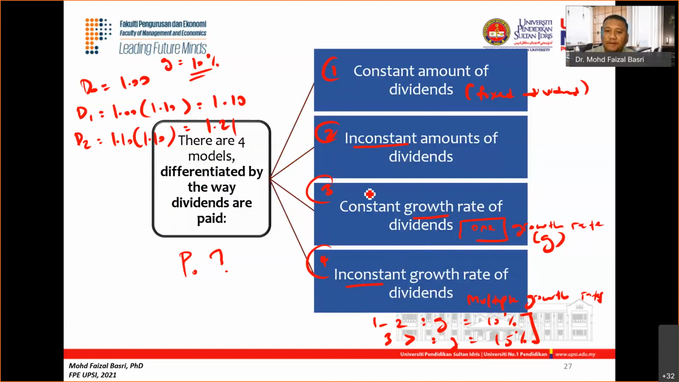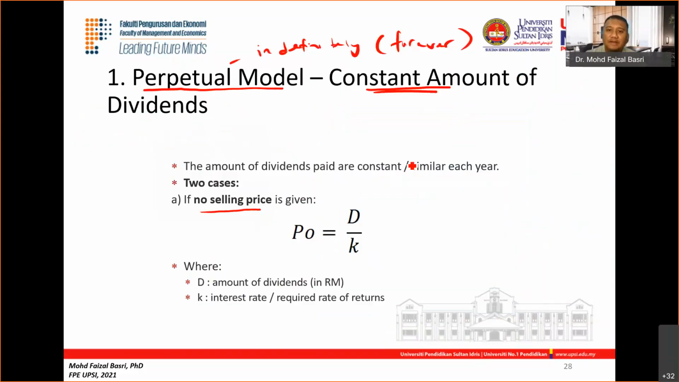So for 2, 3, and 4, in order to calculate, we need to know the selling price. But for the constant amount of dividend, we can calculate the P0 without the selling price. So for the first case with no selling price, to find the P0, we're going to use this formula. And again, if you look closer at this formula, this is very much similar to our VP earlier.